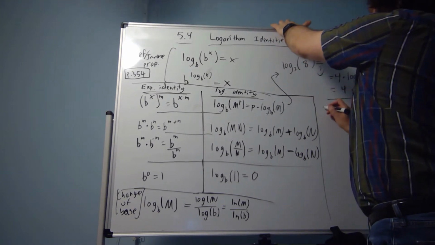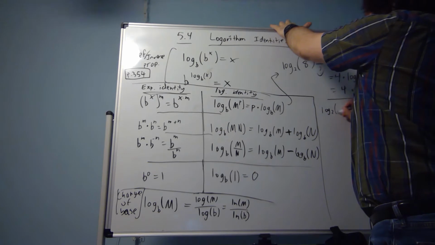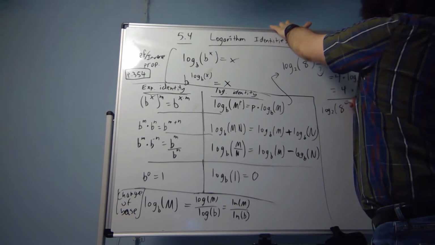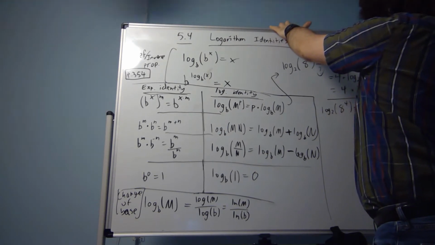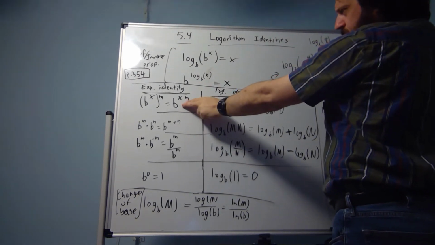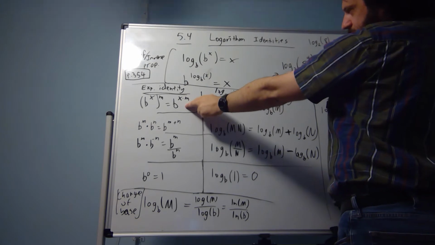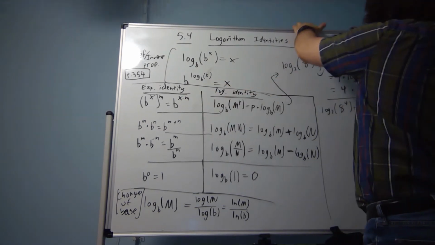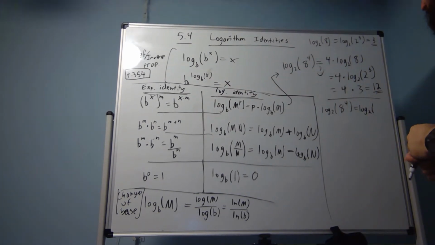Well, let's see if we actually get that. So let's think about it from a different perspective. What I want to do is think about the same problem. I want to solve the same problem, but I want to think about it from the exponential identity point of view, just to show that these ideas are connected to each other.